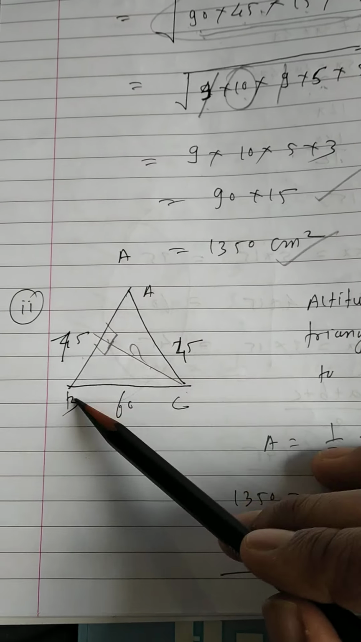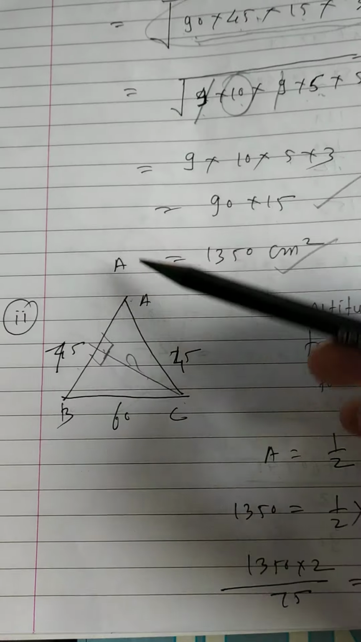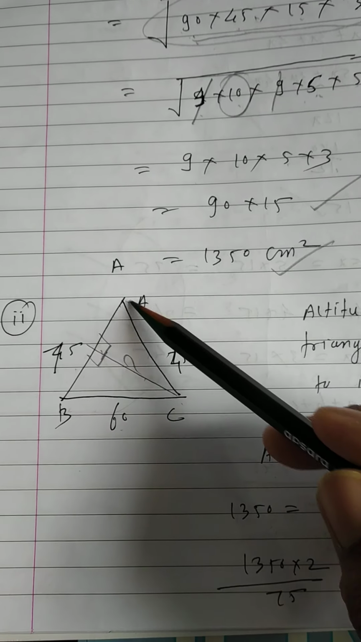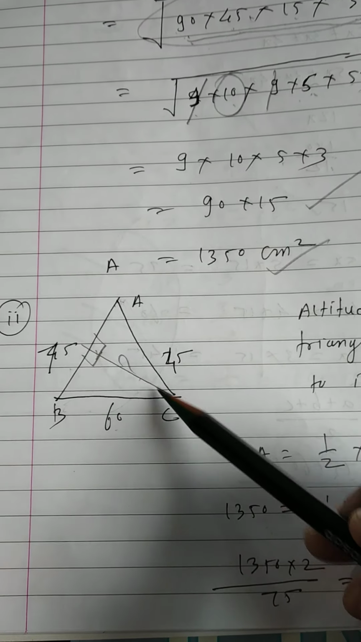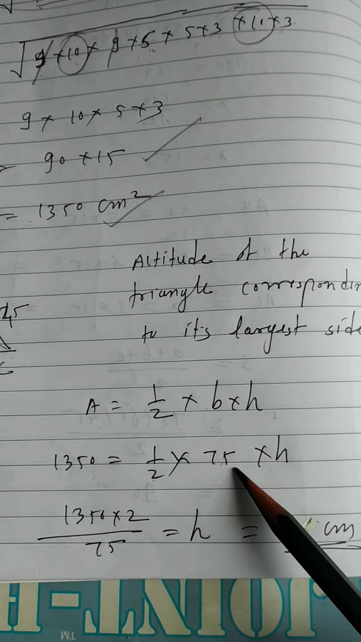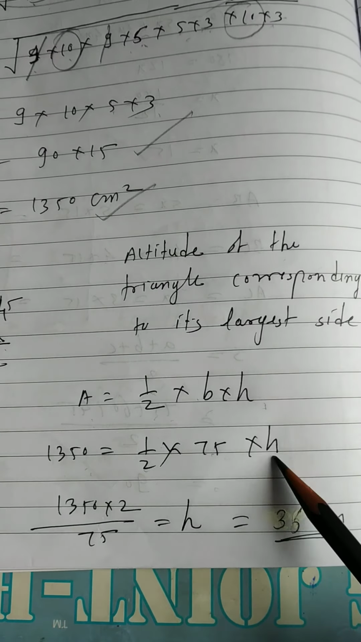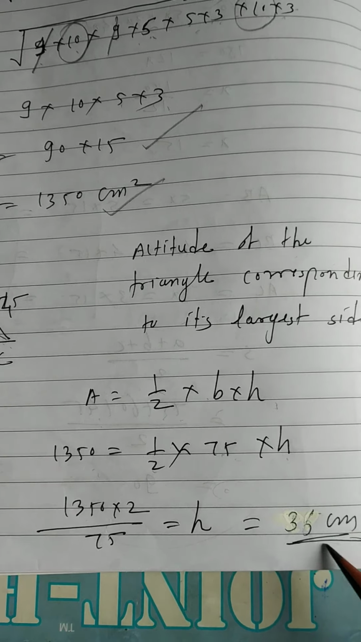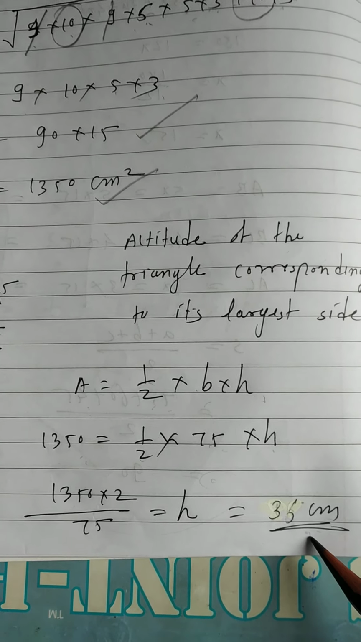Now what will be the base here? 75. Suppose it would have been asked for the smaller side, then this would have been 45. The perpendicular would be drawn on 45. But here it is said against the largest side, isn't it? Into h. After calculating, it comes to 36 centimeter. How much does it come? 36 centimeter.